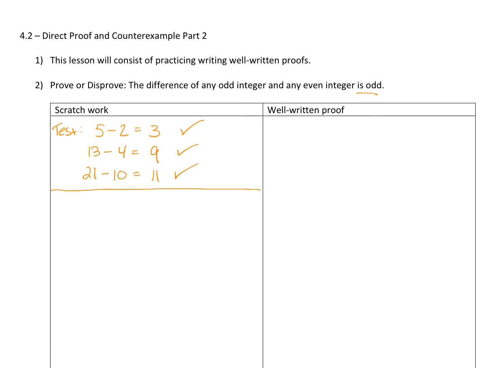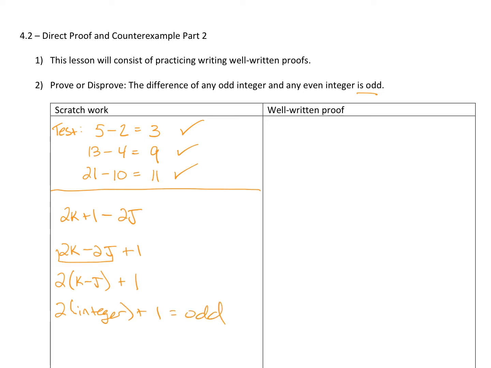Okay, so some scratch work. The difference of an odd integer and an even integer. So an odd integer is 2k plus 1, minus an even integer, which is 2j. And we simplify this and we'd get 2k minus 2j plus 1. This bit I think is even. I can prove it's even by doing 2 times (k minus j), plus 1. So now I have 2 times an integer plus 1, odd.